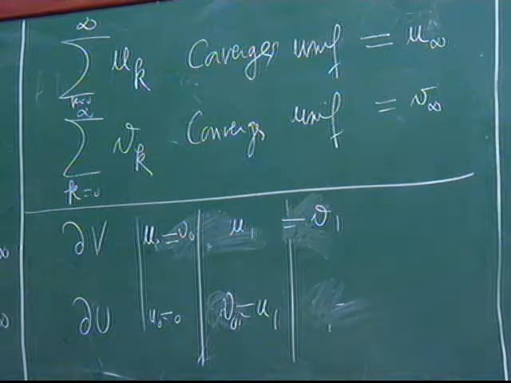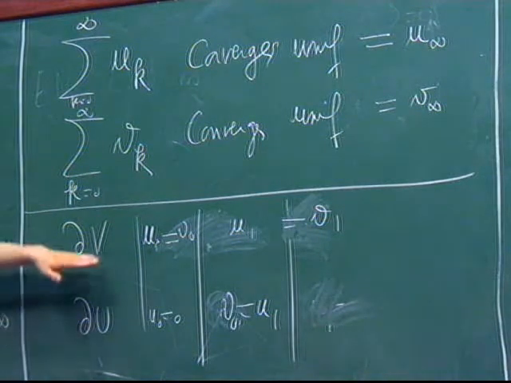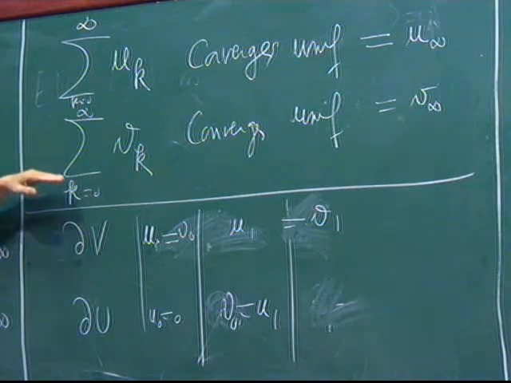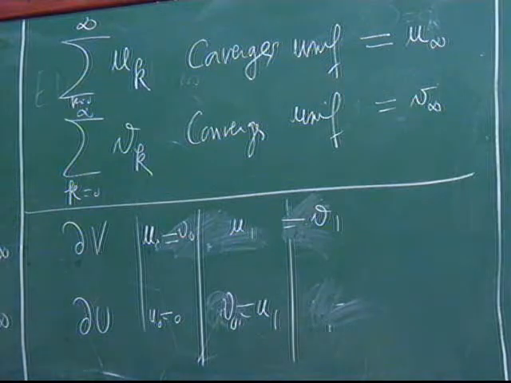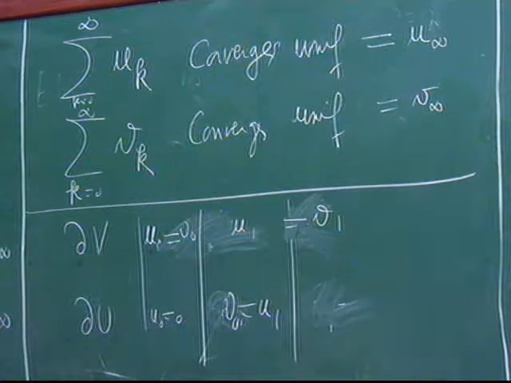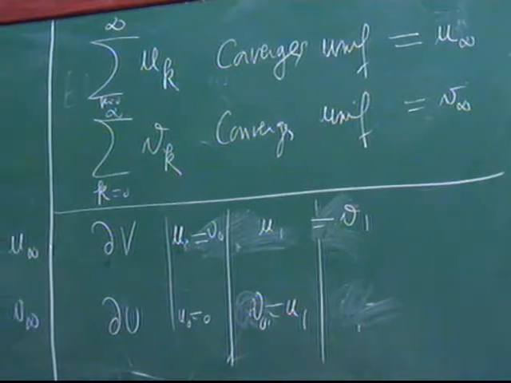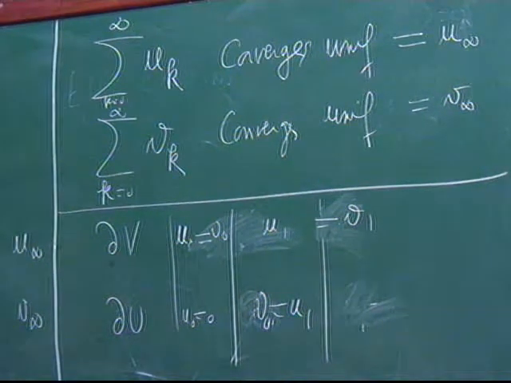So we have two harmonic functions. U infinity is a harmonic function on U. V infinity is a harmonic function on V. And these two harmonic functions, when restricted to the annulus, coincide on the boundaries. Hence, they are equal.